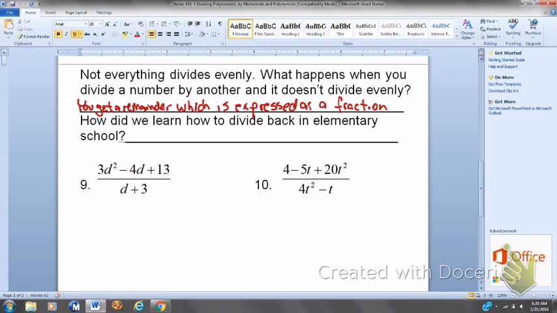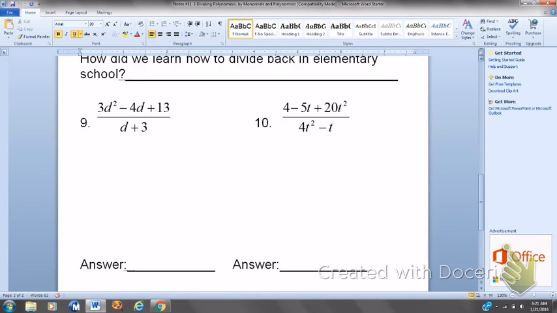So when this happens, we can do something we learned how to do back in elementary school, and that's long division. Now this is not quite as easy as it was on the last page, so pay attention. There is a system to it, so hopefully it will work out okay. I'm going to move down my page a little bit, need plenty of room for our answers. So we're going to write this a different way. We're going to have 3d squared minus 4d plus 13, and we're going to divide that by d plus 3.